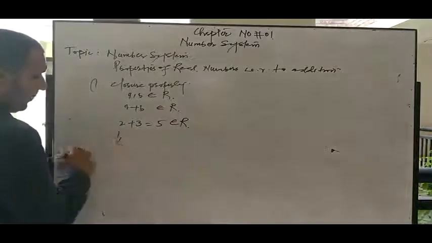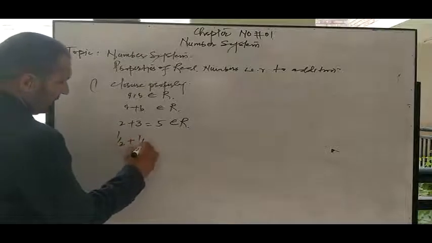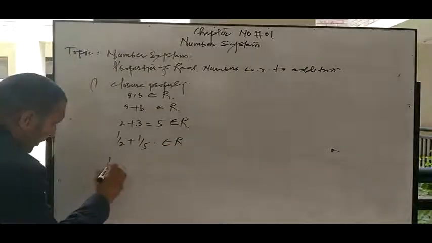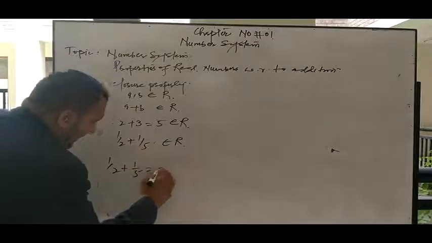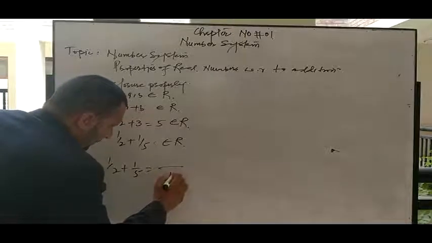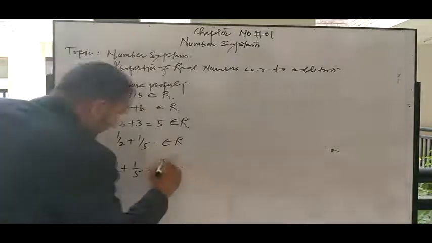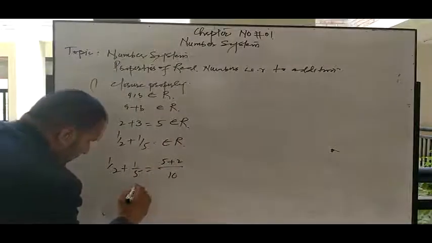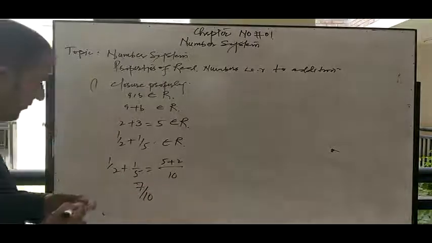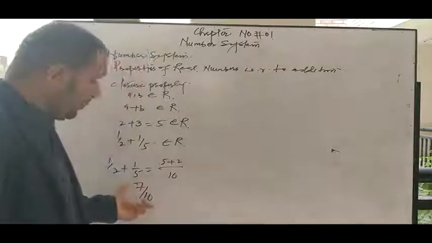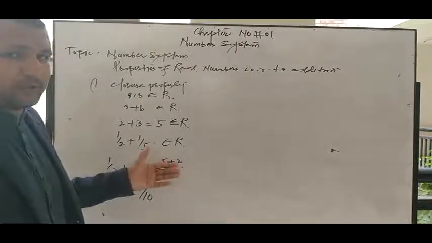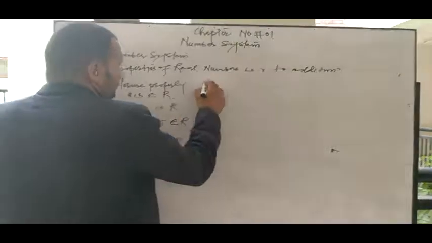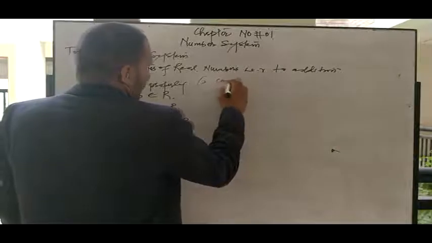Another example, with fractions: 1 upon 2 plus 1 upon 5 belongs to the real number. By taking the LCM, 5 multiplied by 2 is equal to 10. 10 divided by 2 is equal to 5, plus 10 divided by 5 is equal to 2. Again, 5 plus 2 is equal to 7 upon 10. This means the proper fraction belongs to the fractions, belongs to the rational, belongs to the real number. And the other is the commutative property.